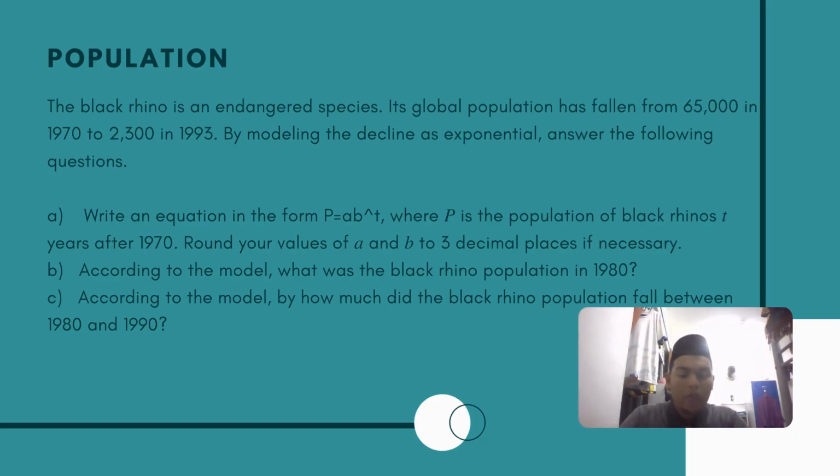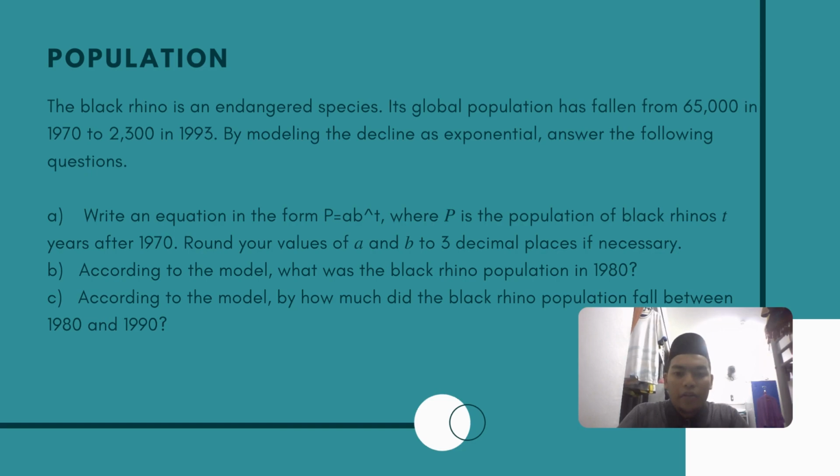Bismillahirrahmanirrahim. Now, I, Rushadi Nurkairin bin Rosaini Risham, matrix number AA212296, will talk about the problem statement for the population question. From the question, it states that the black rhino is an endangered species. Its global population has fallen from 65,000 in 1970 to 6,300 in 1993. By modeling the decline as exponential, answer the following questions.